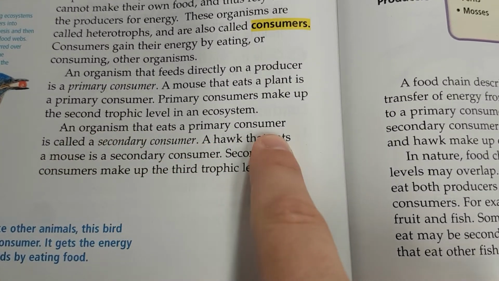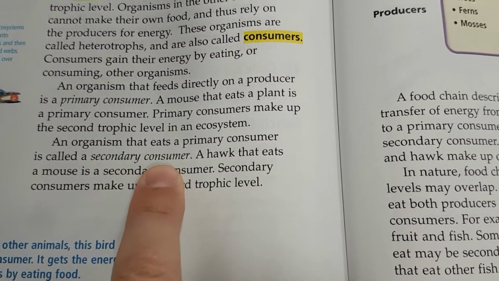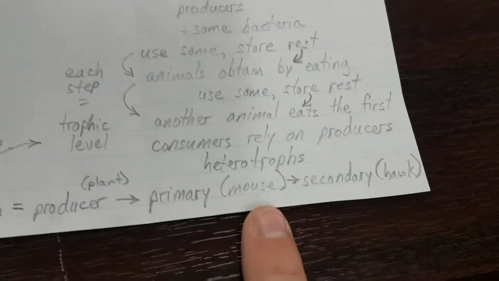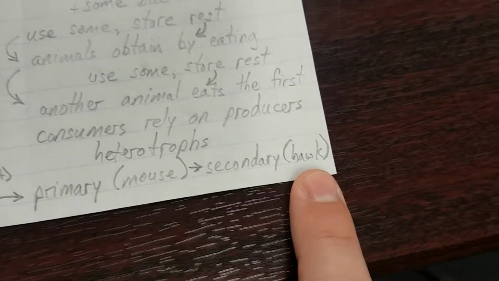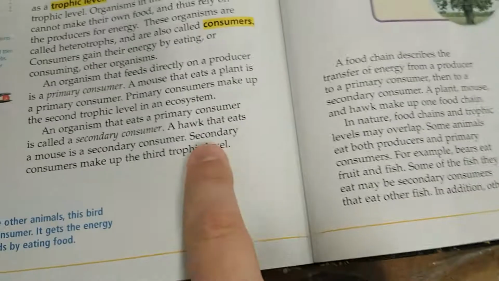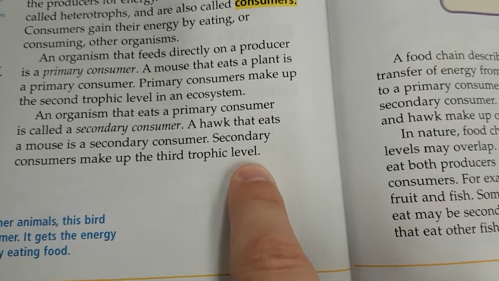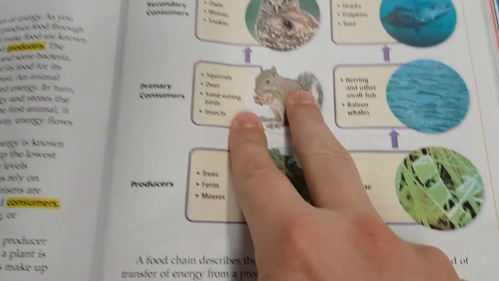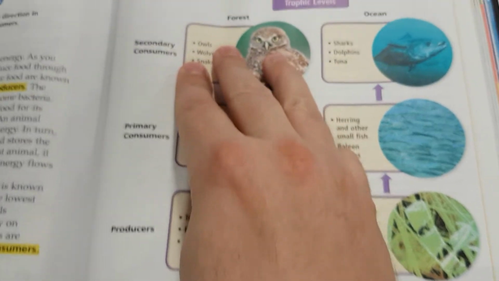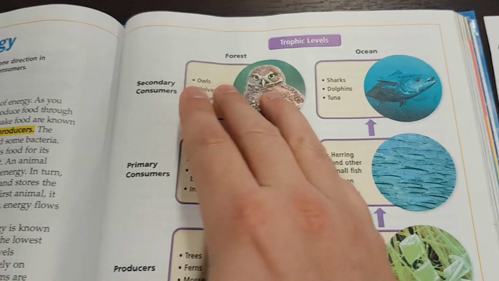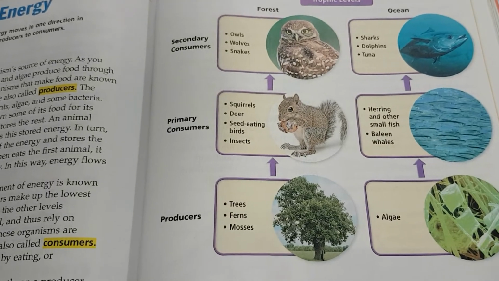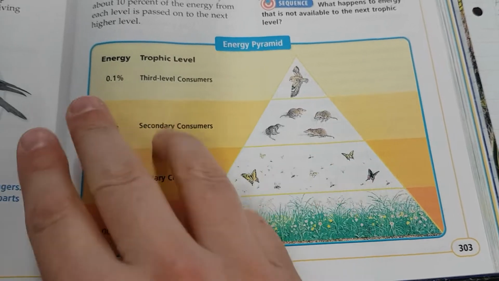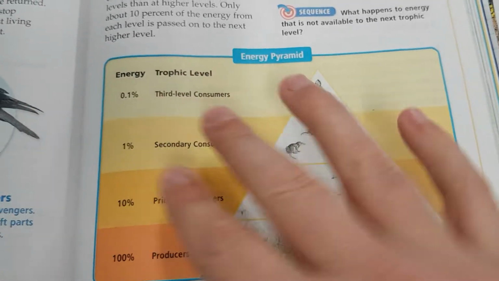An organism that eats a primary consumer is called a secondary consumer. A hawk that eats a mouse is a secondary consumer. So, arrow, secondary, hawk. Secondary consumers make up the third trophic level. Okay, so producers are the first level, primaries are the second level, secondaries are the third level. Sometimes you might even have another level above that, but pretty rarely. However, you can see that here in the energy pyramid. First level, second level, third level, and the fourth trophic level.